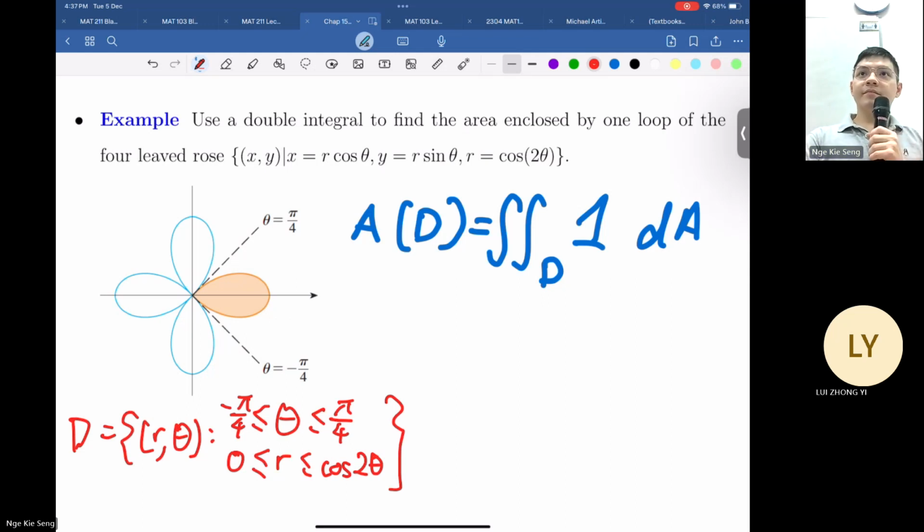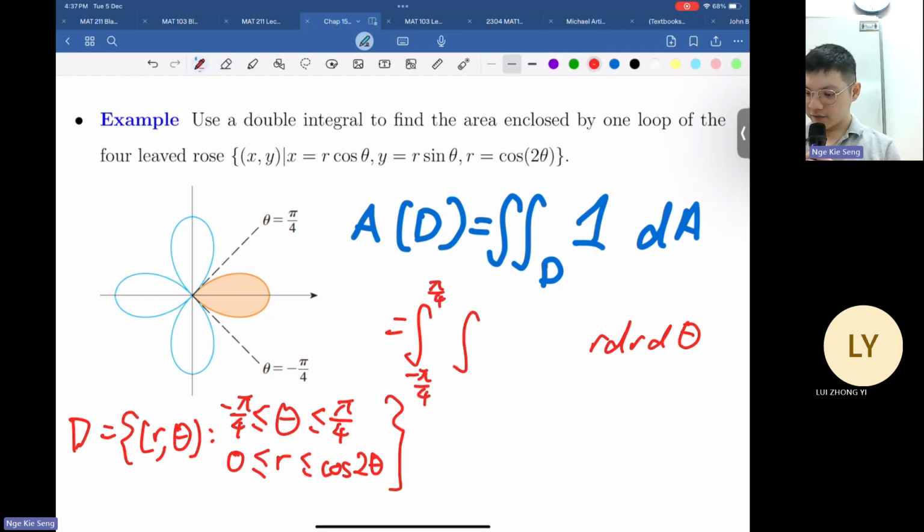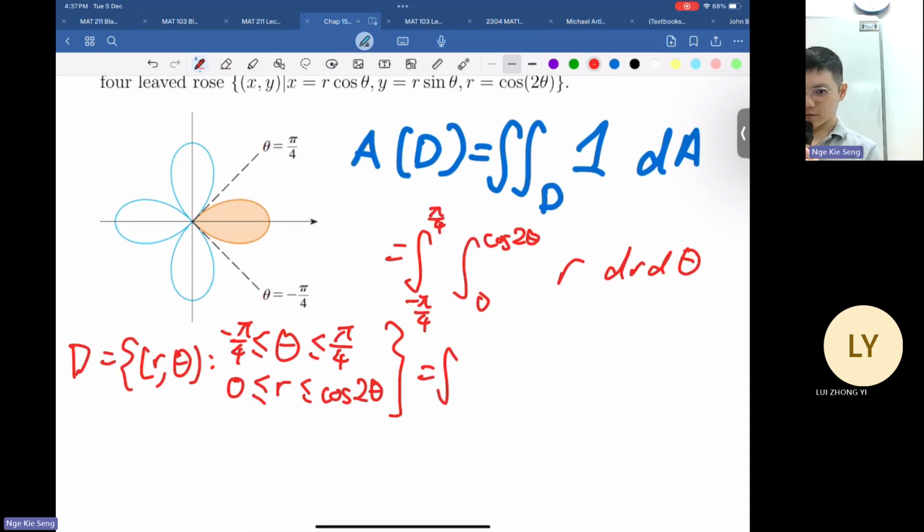Okay or not? Does it make sense? Okay, so once you get this, you are ready to do your double integral. So this represents your integration domain here. So you can do your double integral, r dr d theta. Angle is going from minus pi over 4 to pi over 4, and then radius is going from 0 to cos 2 theta. Right? So you just integrate over r.